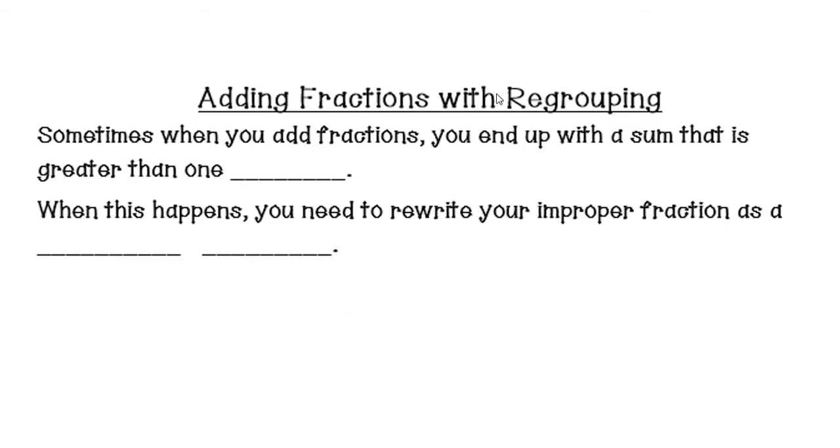Today we're going to be adding fractions with regrouping. And so what's going to happen is sometimes when you add fractions, you end up with a sum, a total, that is greater than one whole. When you add them up, you're going to end up with something bigger than 1. And when this happens, you do need to do an extra step. You have to rewrite your improper fraction as a mixed number. That's considered the mathematically correct way to give your final answer.